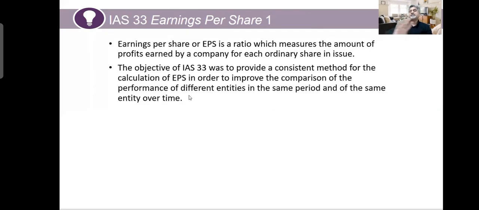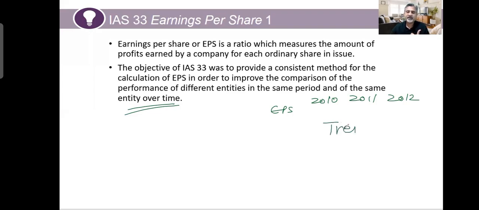The objective of IAS 33 was to provide a consistent method for the calculation of EPS in order to improve the comparison of the performance of different entities in the same period and of the same entity over a period. So you call it trend analysis. Trend analysis means you compare your EPS in 2010 to 2011 and 2012 or 2021, whatever. So this is called same entity over time. When you compare your performance with your past performance, this is called trend analysis. Or what you can do, you can compare different entities, like your EPS as compared to someone else's EPS.